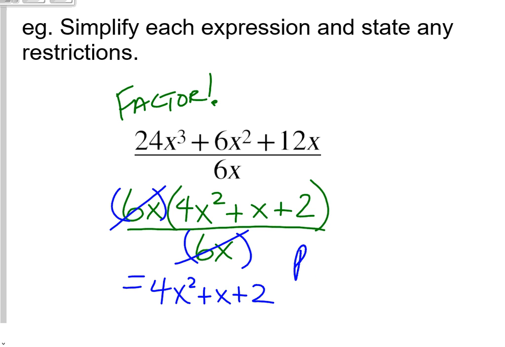Okay, my restrictions. I'm going to take that 6x. I'm going to put it equal to 0. Divide by 6, divide by 6. So x can't equal 0 because 6 times 0 would give me 0 in the bottom. Okay. So there, that one wasn't too bad. Let's move right along.